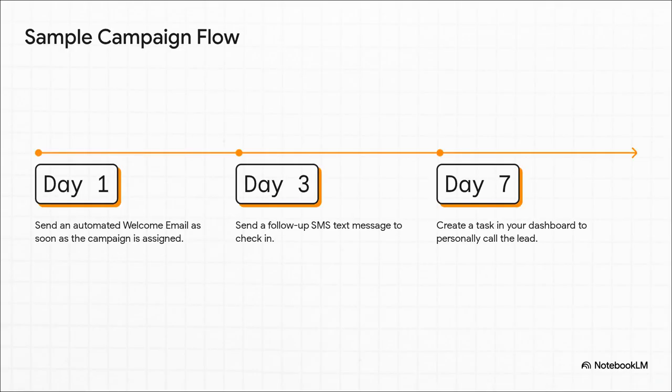Now, don't worry, these actions aren't all going to bombard your lead at once. That would be terrible. No, they're strategically spaced out over time. So, for example, on day 1, maybe an instant welcome email goes out. Then on day 3, a friendly little check-in text. And then maybe on day 7, the system creates a task for you to pick up the phone and call them. It creates this really nice, consistent, long-term nurturing plan, and you barely have to lift a finger.